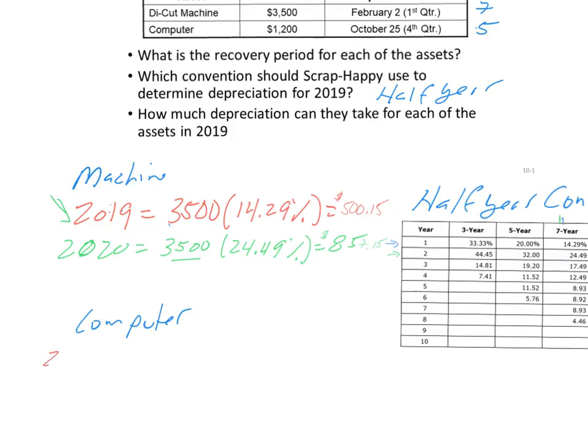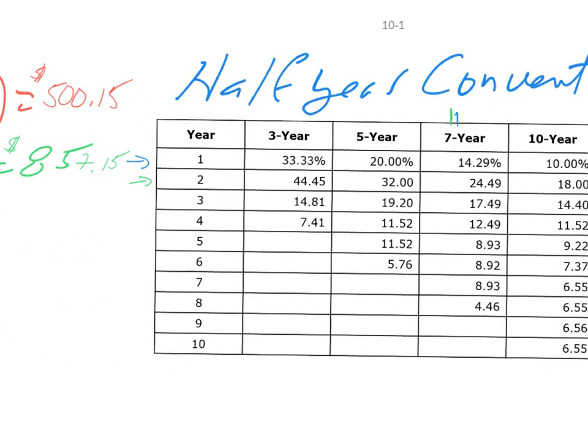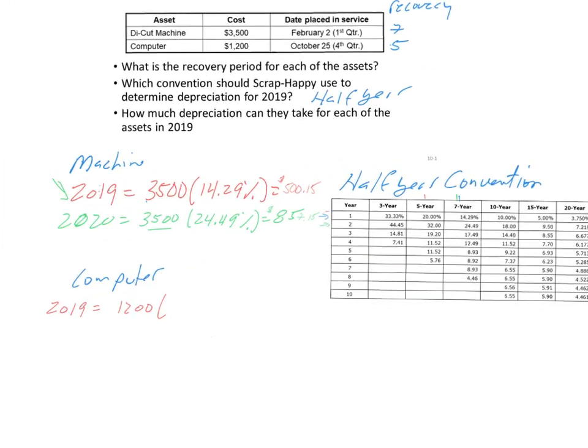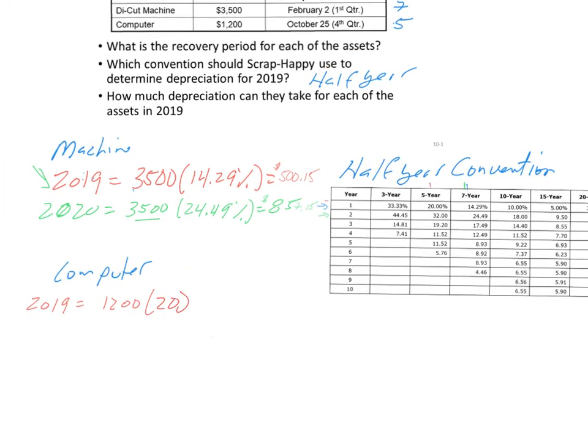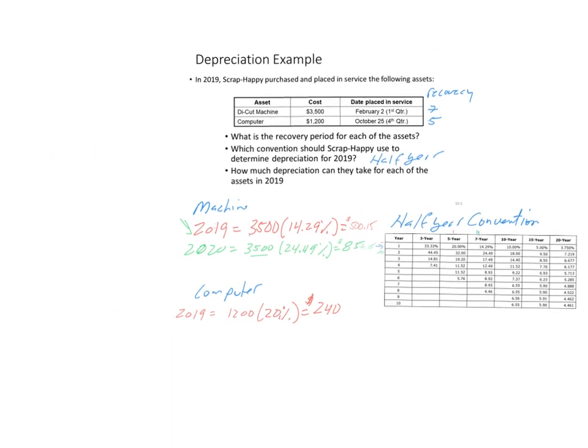Okay, so now let's do the computer. And so we'll do 2019 first. And our cost of the computer was $1,200. And so now we got to go over and find our percents. And remember, a computer is 5-year property. And year 1 is 20%. So that gives us $240 for year 1.